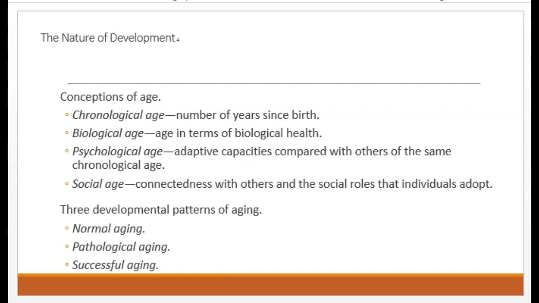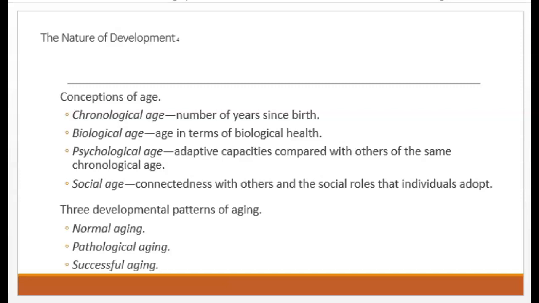Your psychological age is your adaptive capacities compared with others of the same chronological age. If you encounter someone who seems more emotionally mature for their age, or by contrast, who seems really immature for their age, then you are thinking about their psychological age. And social age refers to connectedness with others and the social roles that individuals adopt. Individuals who have better social relationships with others are happier with their lives and live longer than those who are lonely.